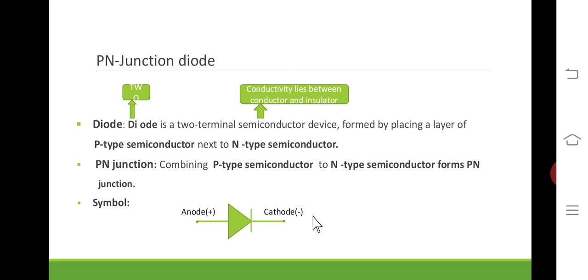Okay. As I told, it has two terminals. One is called the anode, another one is called the cathode. It is a two-terminal semiconductor device. The first terminal is called the anode, which is also denoted by the plus sign, and this is the cathode, which is also denoted by the negative sign. Let us hope all of you understand what you mean by the PN junction diode.